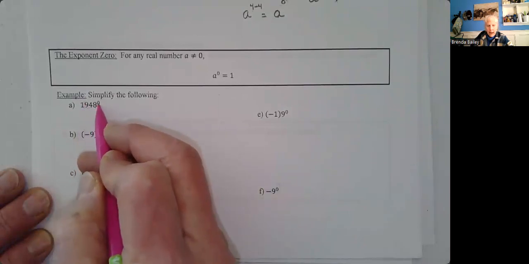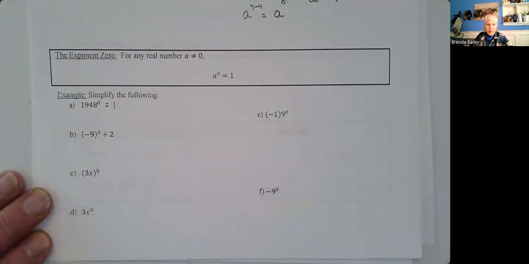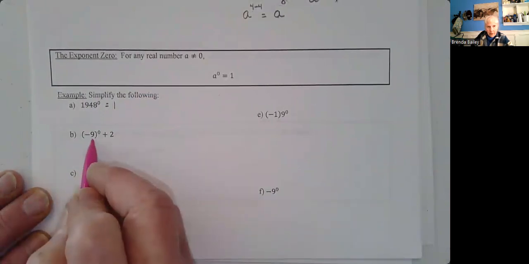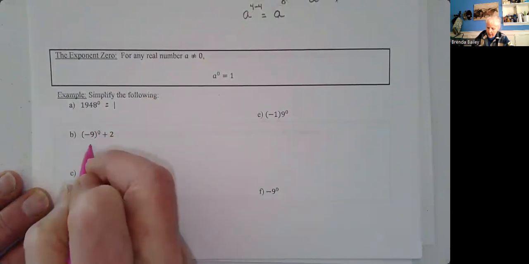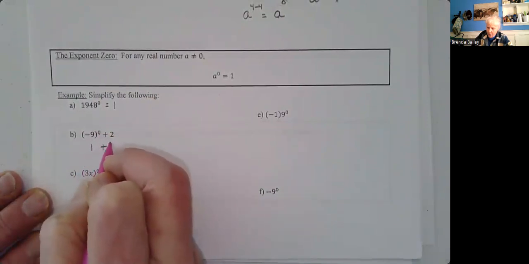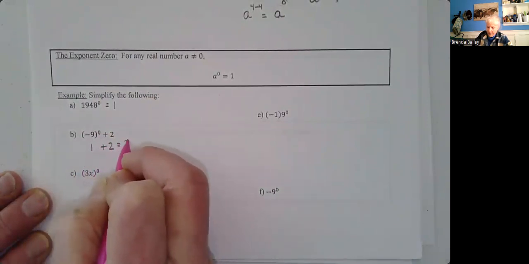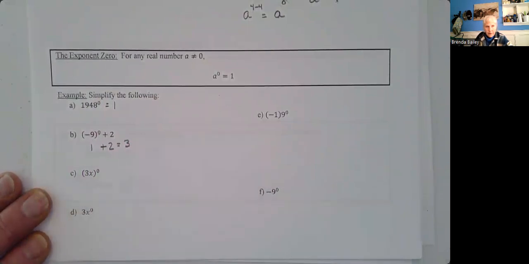1948 to the 0 power is equal to 1. It's that simple. Anything to the 0 power is 1. -9 in the parentheses to the 0 power is 1, plus 2, just 3. The 2 is not a part of the 0 power, so it just stays.